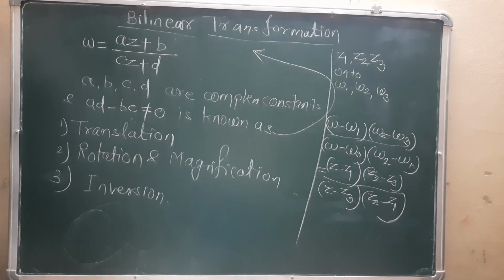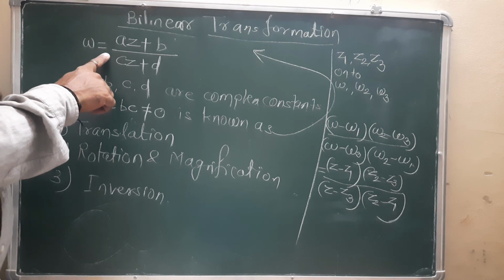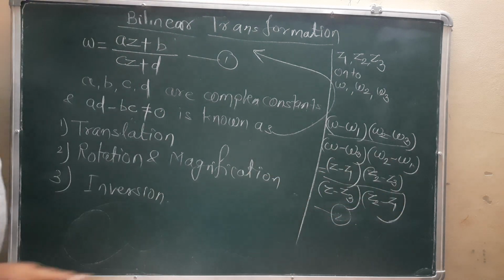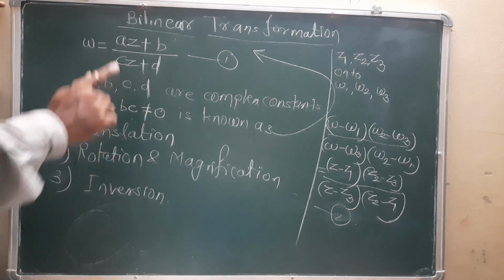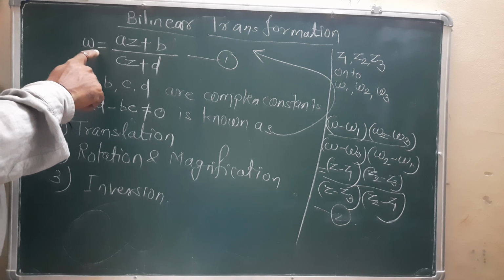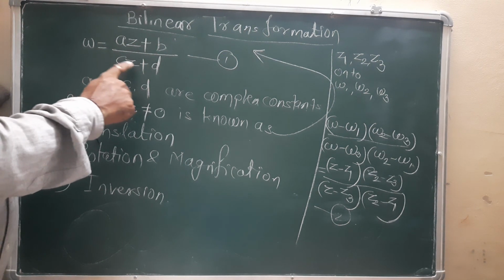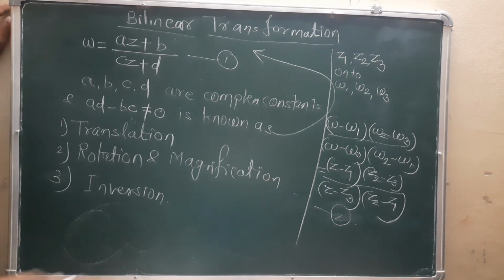So in engineering syllabus oriented, we will go with this formula, or you can refer to this formula also for bilinear transformation. So any one of these formulas you can use for the discussion of bilinear transformation. Now you refer to H.K. Das or Grewal book. In that they have used this formula W equals AZ plus B upon CZ plus D, or some problems they can solve by using this formula, that is cross ratio formula.